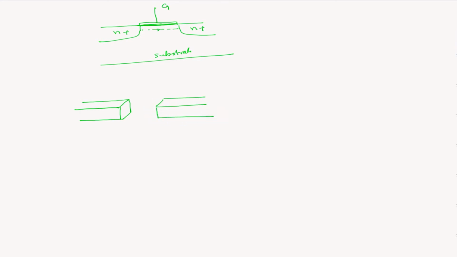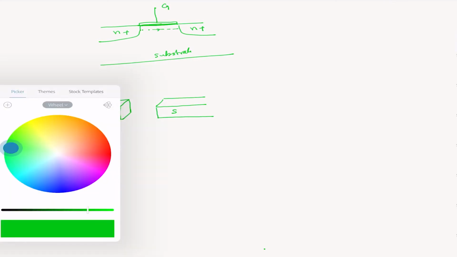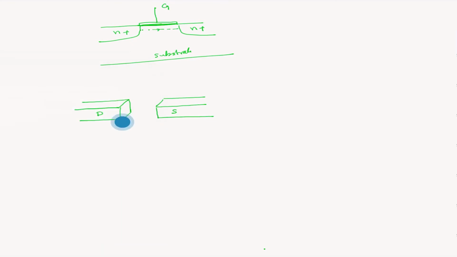Okay. So the distance between, let's say this is drain and this is source. The distance between drain and source, this distance is the length of the transistor. And you know that there are different technologies. It's 10 nanometer, 22 nanometer, 14 nanometer. And this is the length.